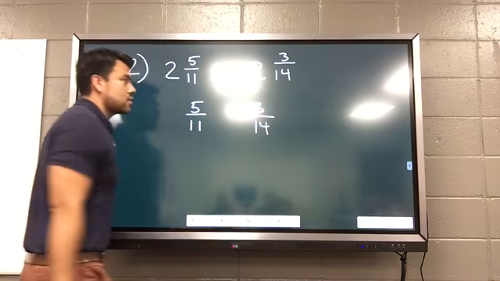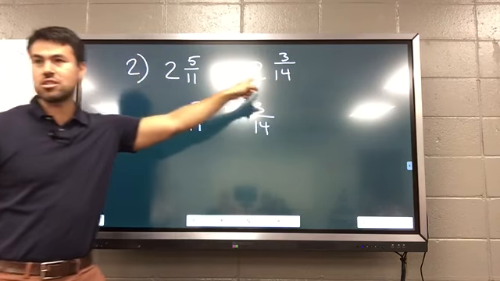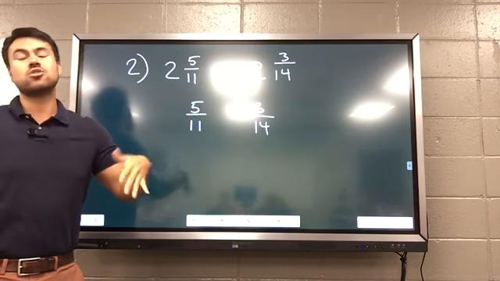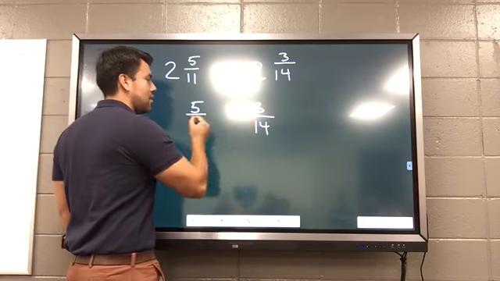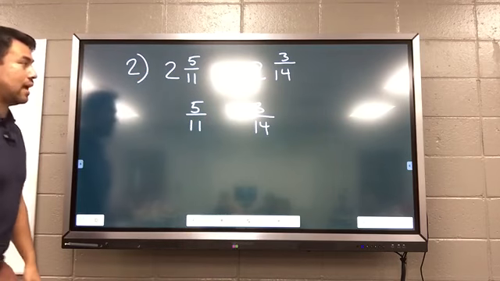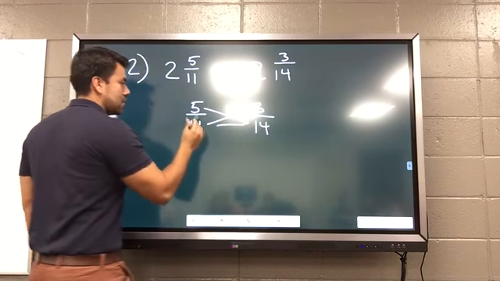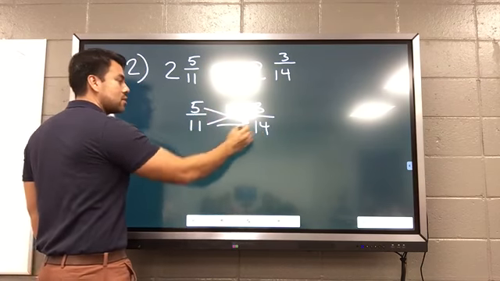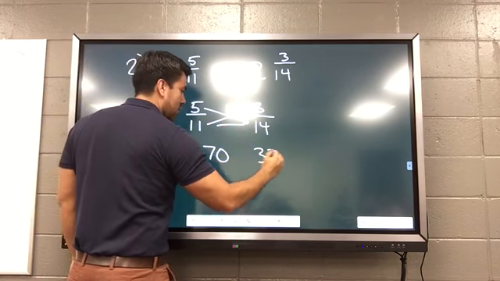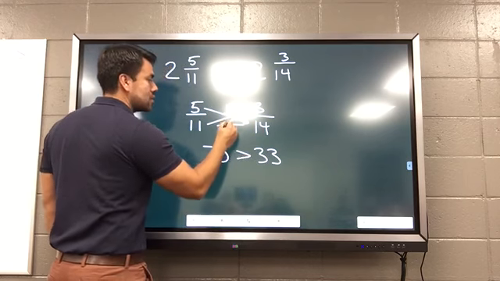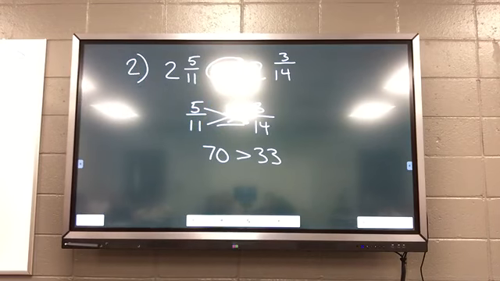Yep. So some people are going to do this. They're going to make this an improper fraction, make that an improper fraction, and then get common denominators. You could do that, but you get these big fractions. Why don't I just look at the fractional part, and then cross products. So it's 5. Remember, 5 times 14, 70, 11 times 3, 33. Greater than, which means this is greater than, which means that's greater than. It's a greater than.